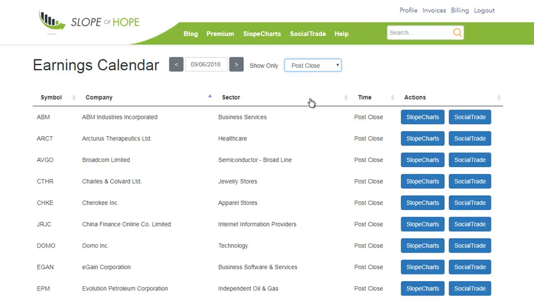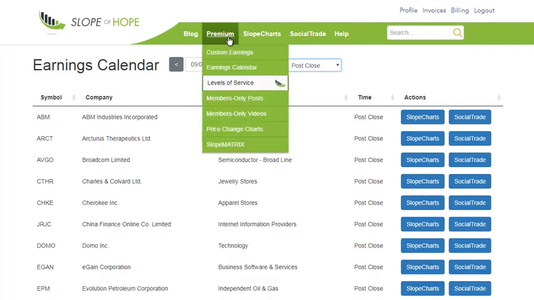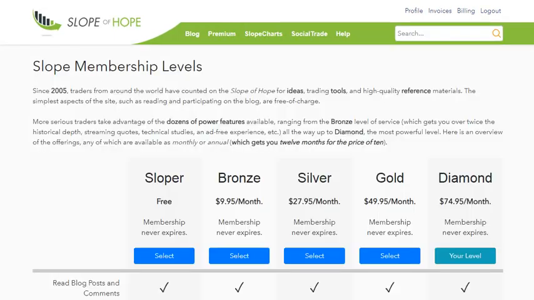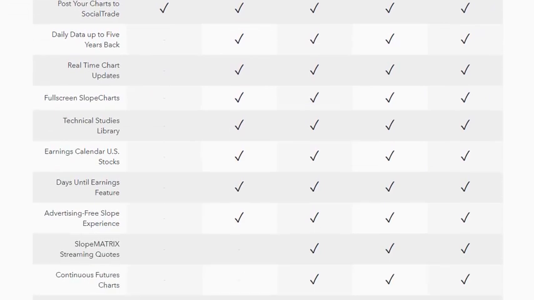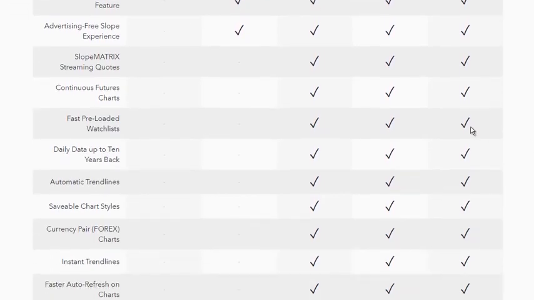So a bronze membership is the lowest price, $9.95 a month, and those are some of the things you get, including, as I said earlier, no ads on the site. For the silver membership, and again, I'll hop from page to page here to emphasize this, see where these check marks kick in.